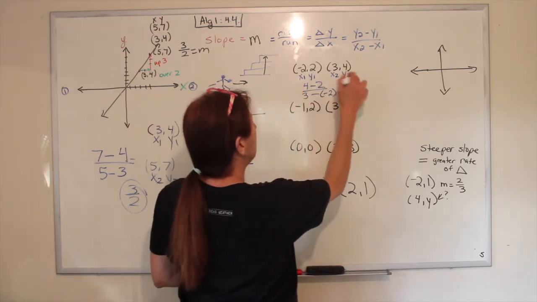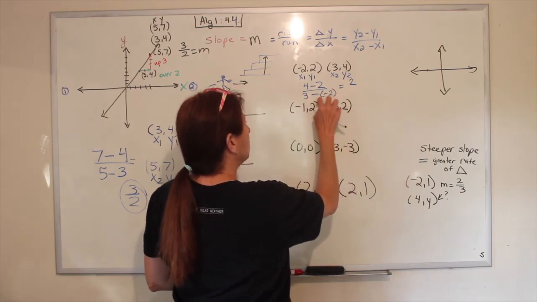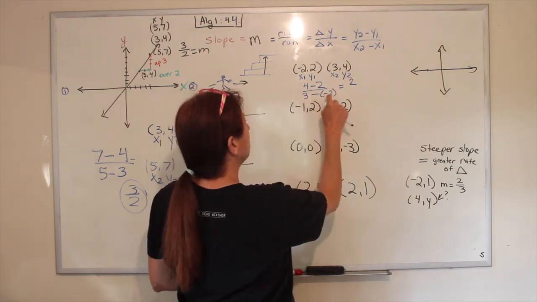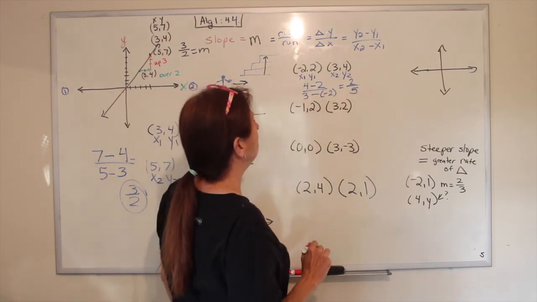Okay? 4 minus 2 is 2. 2 negatives make a positive. 3 plus 2 is 5. So this one is 2/5.